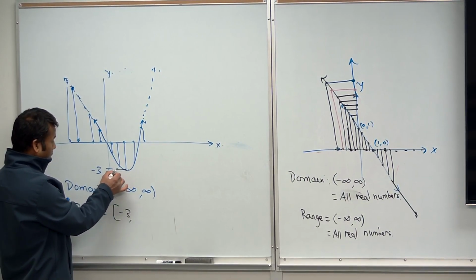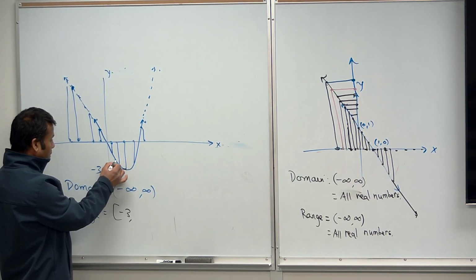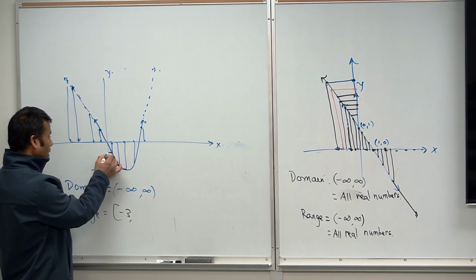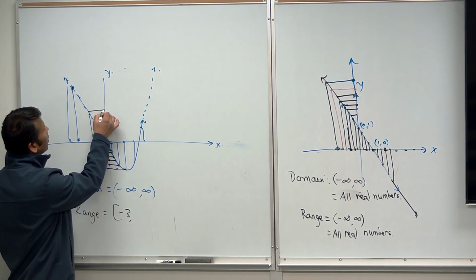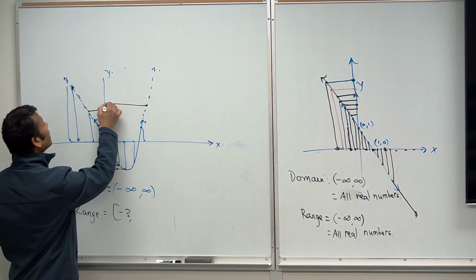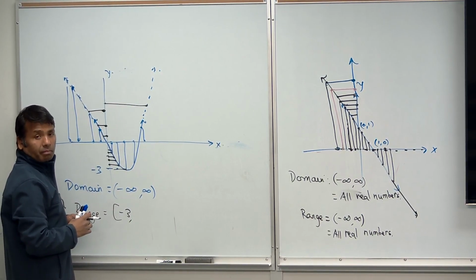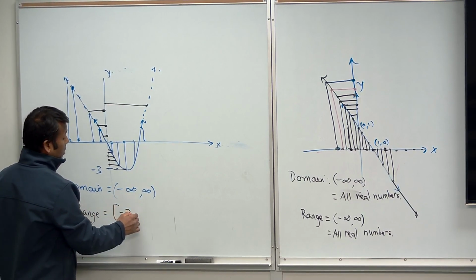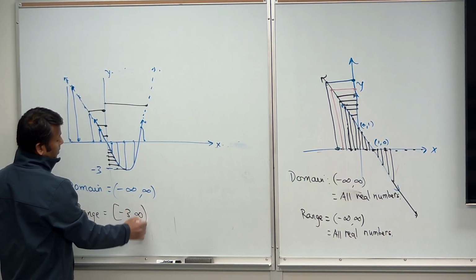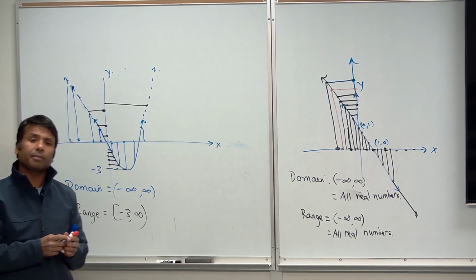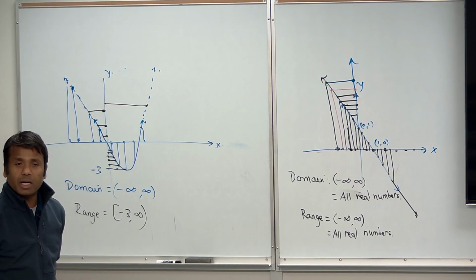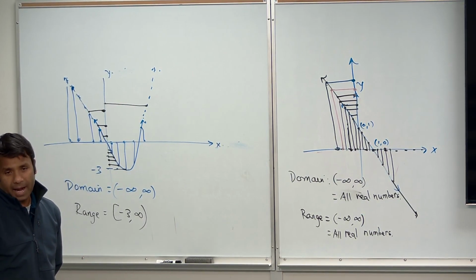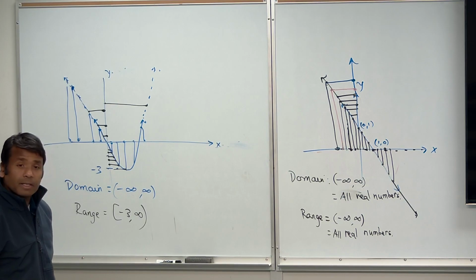Because for this point your y value is here, for this point your y value is here, for this point your y value is here, for this point your y value is here. Make sense? So -3, comma, it goes all the way up to positive infinity. So that will be the range, right? y is greater than or equal to -3. Make sense?